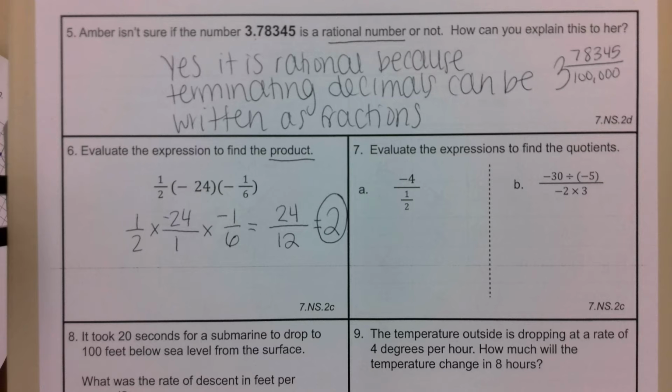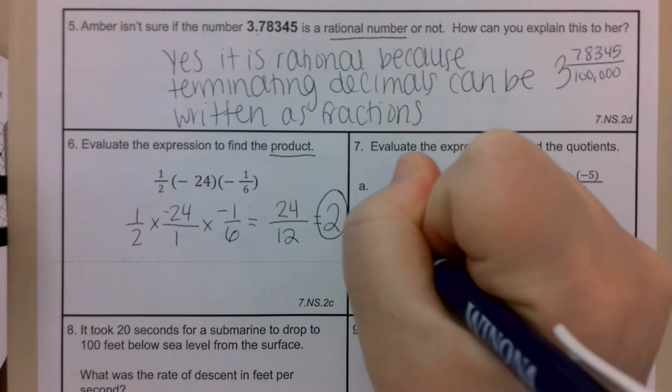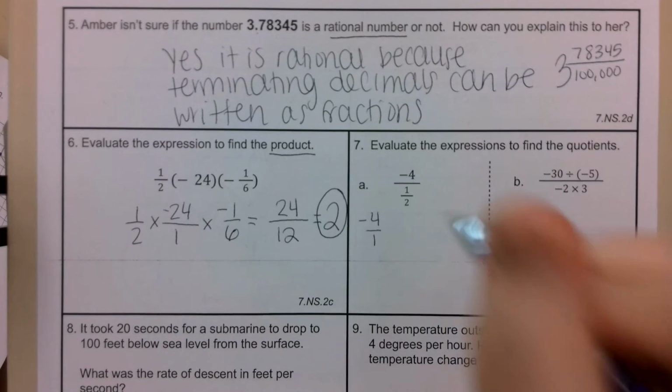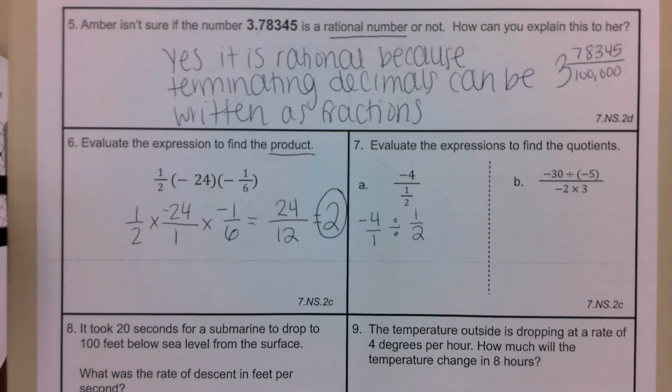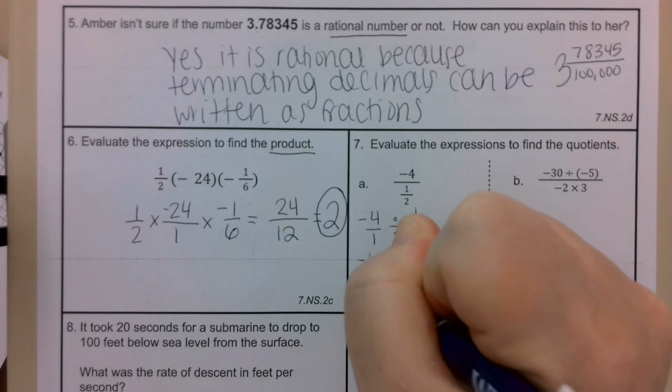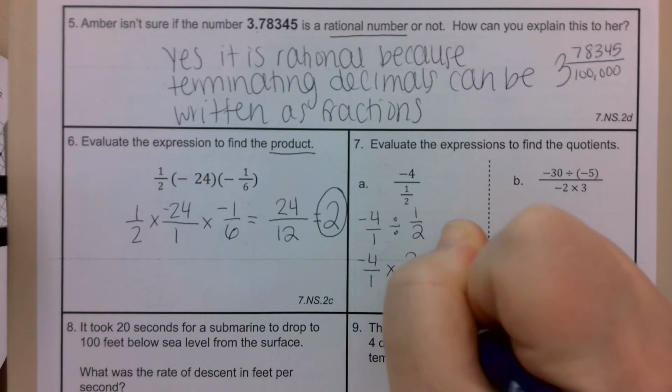All right, next one. This is our complex fraction, which just means division. Hopefully you remember that from the beginning of the year. So we have negative 4 over 1 divided by 1/2. We have to multiply by the reciprocal, or keep, change, flip. So negative 4 over 1 times 2 over 1.